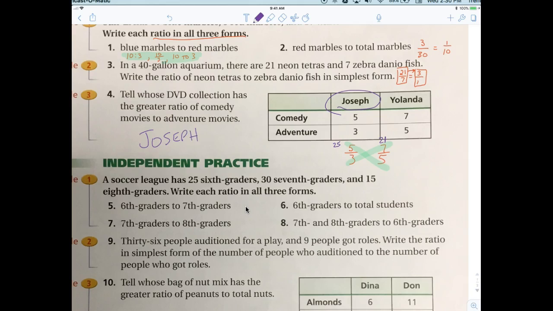Wait, I'm confused. Confused about what? So you just times it. Remember, that's how we compare fractions. It's been a while, so I'm expecting you to have a question. So whenever you're comparing fractions, you cross multiply. Right?